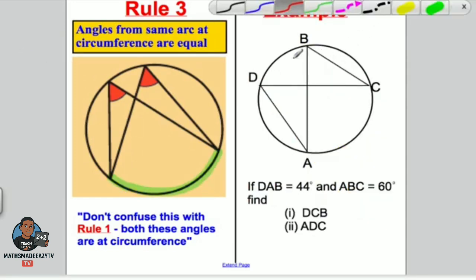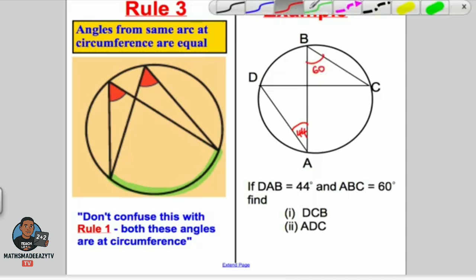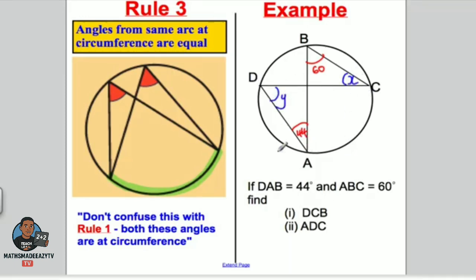In another example, we are given that angle DAB is 44 degrees, and equally angle ABC is 60 degrees. The question is to find angle DCB, the angle at C, let's call it X, and angle ADC, we call that one Y. Now we have to find X and Y. Of course, the two are going to be either 44 or 60. It's about getting it right now.